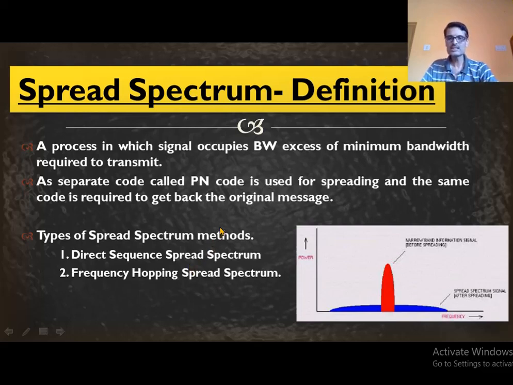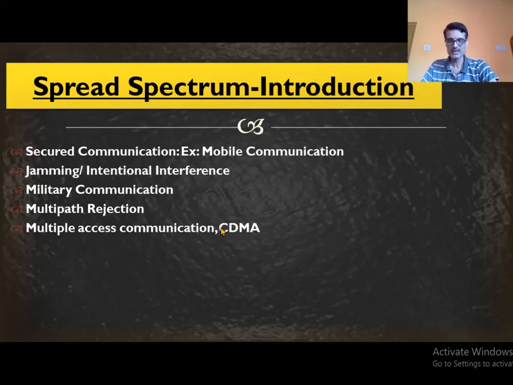Now going to the application part of this spread spectrum. Now why is it required? I told about the first point, secured communication. Example, maybe military communication or mobile communication. As I told earlier, in mobile communication usually only the calling party and the called party should communicate between them. No third party or unauthorized person should be able to listen to the conversation between the called party and the calling party.